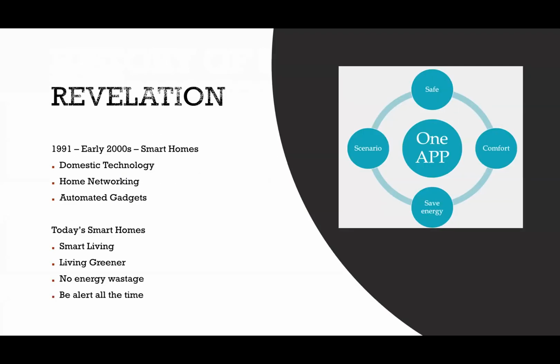So, some revelations. In the early 2000s, or 1998, smart homes or home automation began to increase in popularity. As such, different technology began to emerge. Smart homes suddenly became a more affordable option and therefore a viable technology for consumers. Domestic technologies, home networking, and other gadgets began to appear on store shelves. Today's smart homes are more about security and living greener. Our smart homes are sustainable and help ensure that our homes are not expending unnecessary energy. They also help alert us to intruders or something like that.